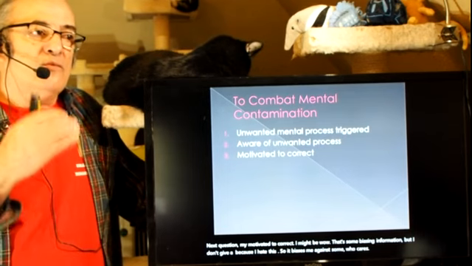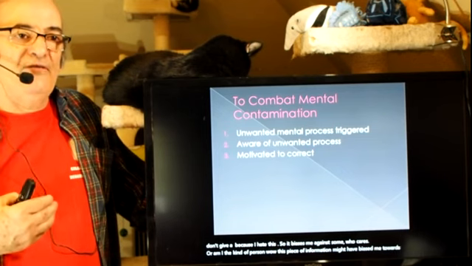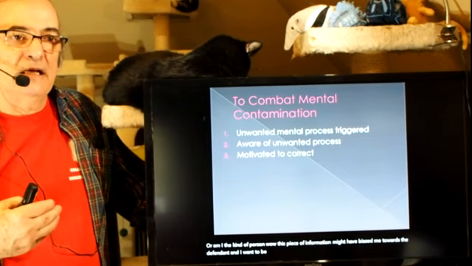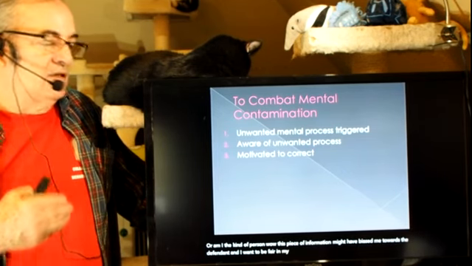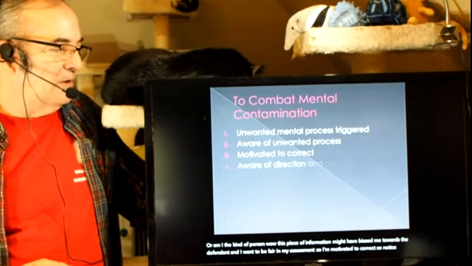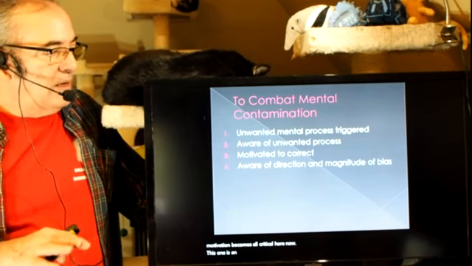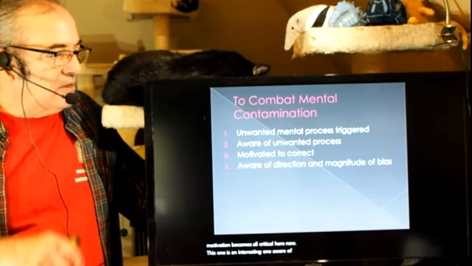Or am I the kind of person who says, wow, this piece of information might have biased me towards the defendant, and I want to be fair in my assessment, so I'm motivated to correct. So notice, the motivation becomes all critical here. Now, this one is an interesting one. Aware of, so I'm motivated to correct. Yeah, I want to correct for this.